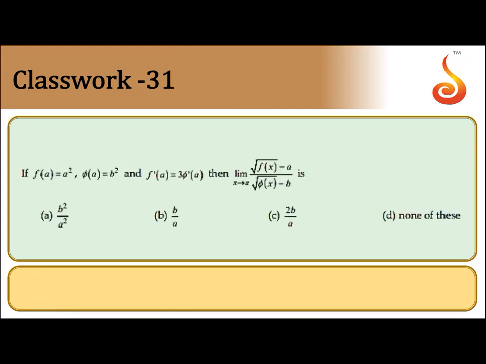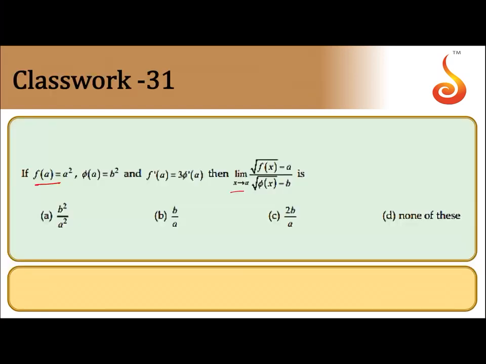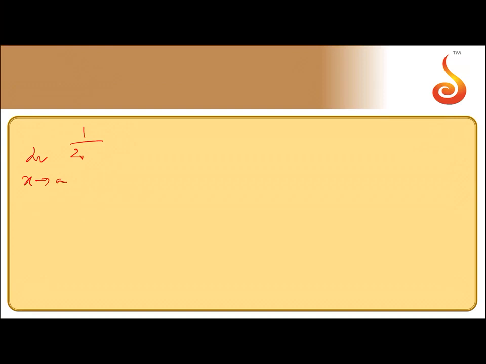Coming to the next one. When the limit x tends to a, you substitute: f of a is a square, a minus a is 0, divided by b minus b, 0. So it is in the 0 by 0 form. You can apply the differentiation formula: numerator derivative, denominator derivative, as x tends to a. Root f of x derivative is 1 by 2 root f of x into f dash of x, divided by 1 by 2 root of phi of x multiplied by phi dash of x.